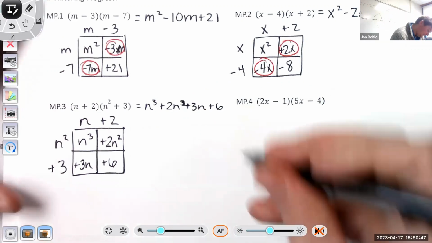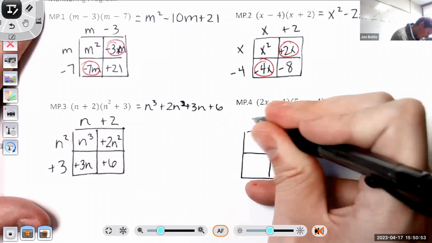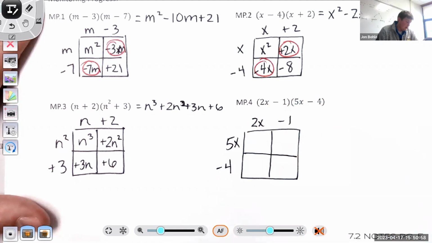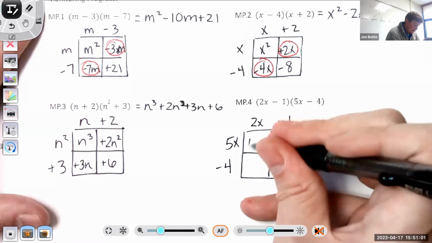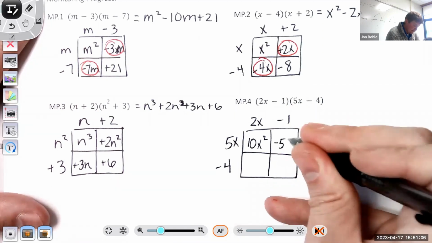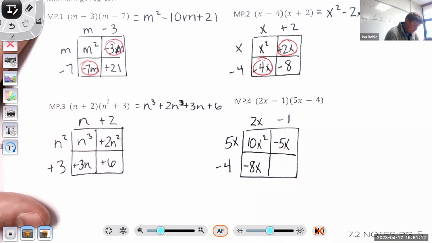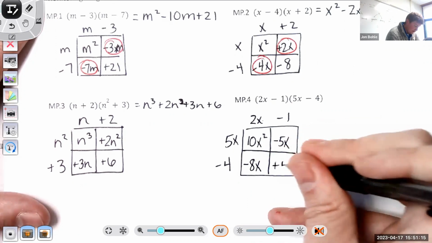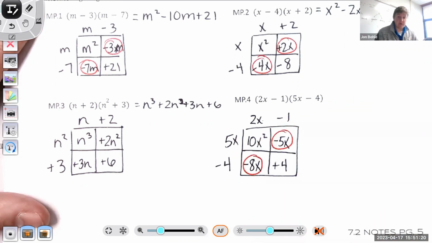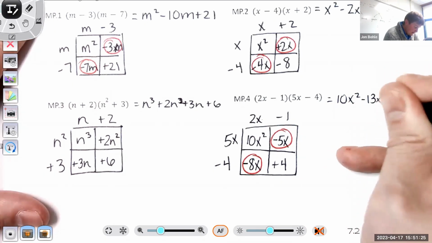Okay, and then 4. Okay, 5x times 2x, 5 times 2 is 10. X times x is x squared. 5x times -1 is -5x. 2x times -4 is -8x. -4 times -1 is +4. And this one does have like terms. It's here and here. That's going to combine into negative 13x. So my final answer is going to be 10x squared minus 13x plus 4.